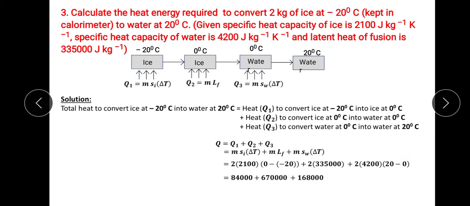Now let us multiply these things. So we'll get 84,000 in the first term, and this is in the second term, and this is the third term. And adding these, you will get 922,000 joule, or if you write this in an exponent form, Q is equal to 9.2 into 10 power 5 joules. So we have written in a decimal form as 9.2 into 10 power 5 joules. Well, we'll move on to the next problem now.